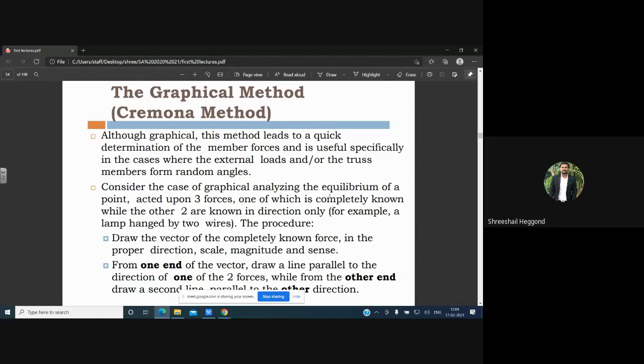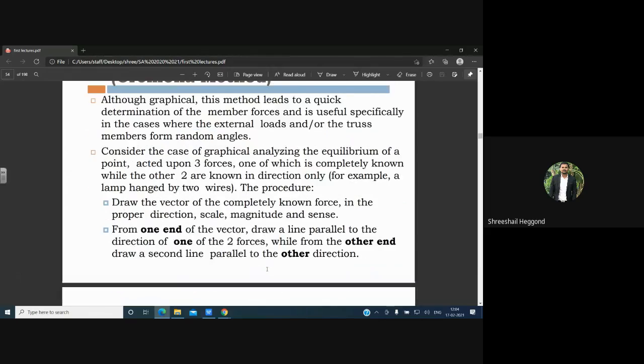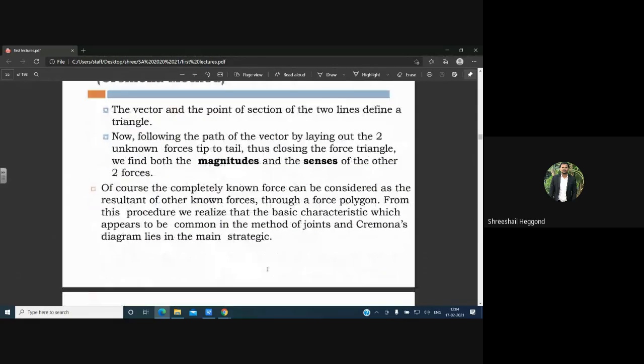and at one end of the vector draw a line parallel to the direction of one of the other two forces, while from the other end draw a second line parallel to the other direction. In the vector diagram, the vector and the point of intersection of two lines define a triangle. Same as the horizontal component, vertical component and inclined component shown in a vector diagram, which will form a triangle for preparing the vectors.